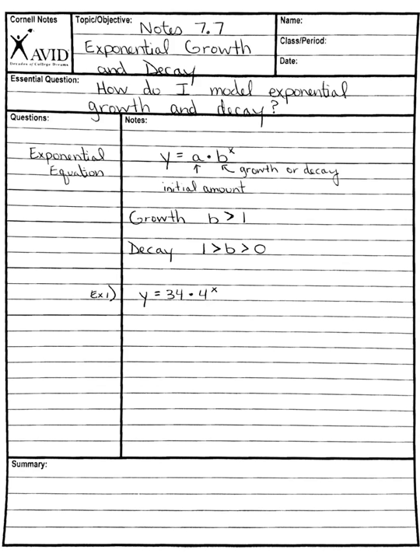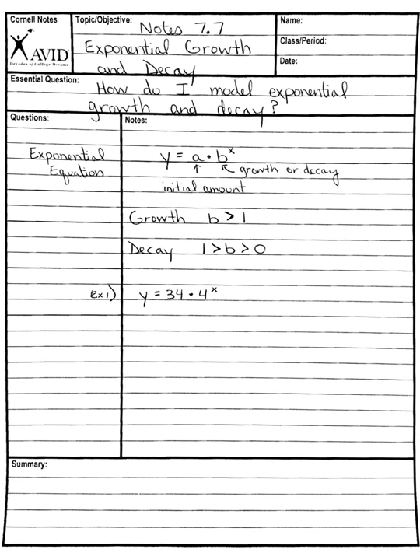So note 7.7, we're going to continue talking about exponential equations here, except we're going to look at if they're growth and/or if they're a decay. So we're going to talk about how we can model that and what each of the values represents and means. So let's look at our exponential equation.